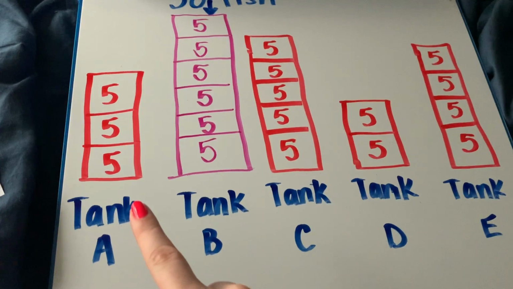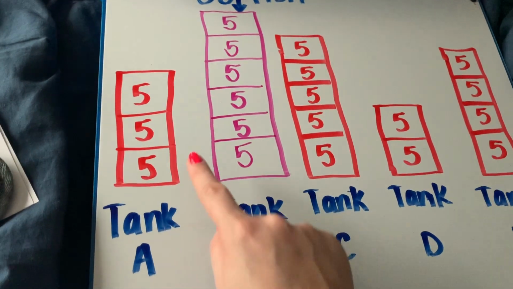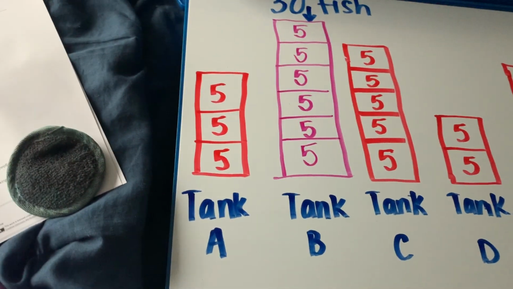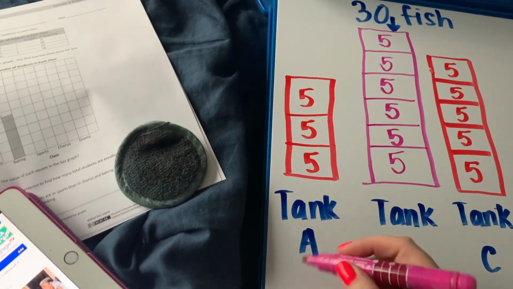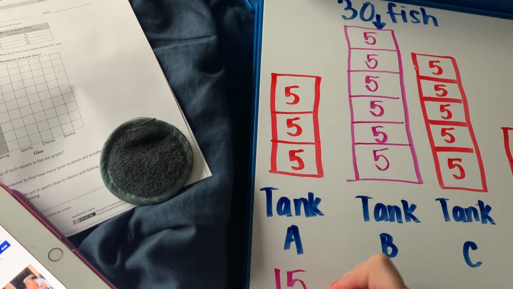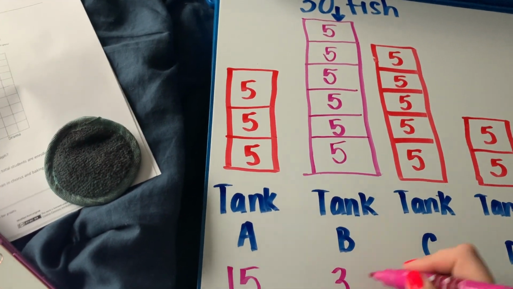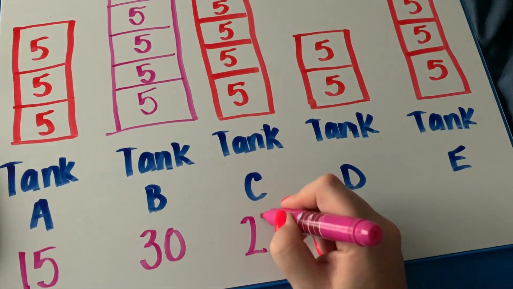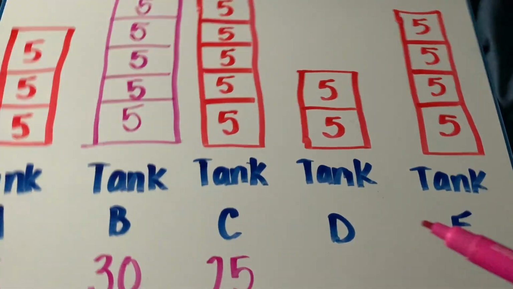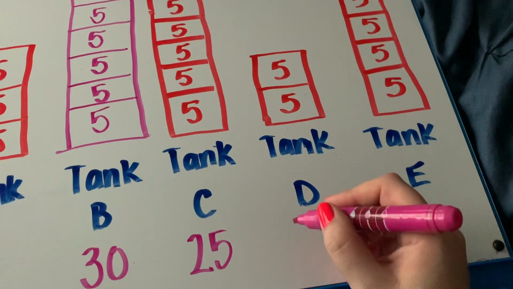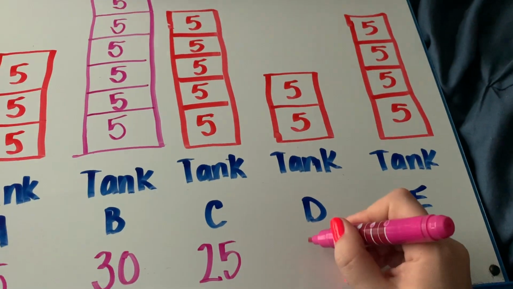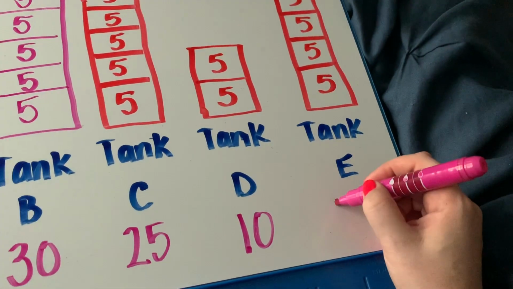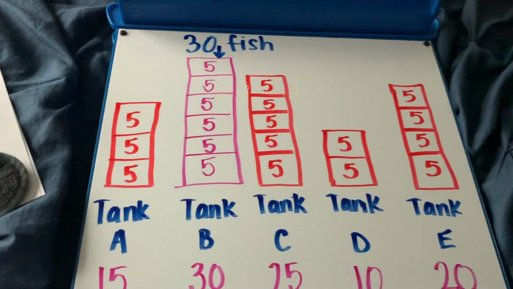So I know that tank A has 3 sections. So if there are 5 in each section, tank A has 15. So I'm just gonna write 15. Tank B, we know has 30 because I just had to make that. Tank C, we know has 25 because that was the first thing we had to figure out. Tank D has 5 times 2, which is 10. And tank E has 4 sections times 5 is 20, okay?